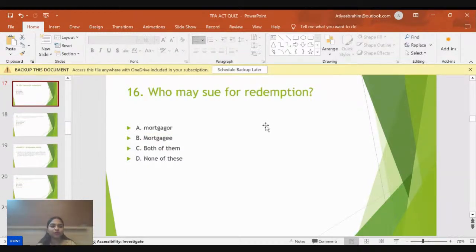Who may sue for redemption? Who can sue for redemption? Mortgager, mortgagee, both of them or none of them? Easy question. Anyone can answer this. If you have studied, you can answer this question very easily. Also, with your answers, write the question number also, like 16A, 16B, whatever question you are answering. A, very good. The correct answer, right, Priyanka? It is A, mortgager. So mortgager may sue for redemption.